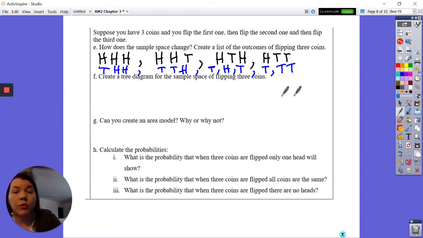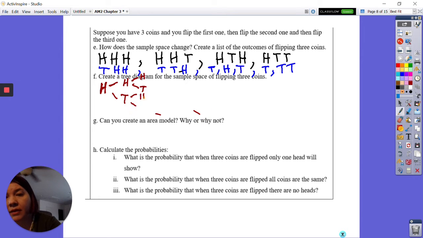So my choice is the first one comes up heads. Okay, then the next one can come up heads, or the next one can come up tails. Then my next one can come up heads, or my next one can come up tails. I can get heads and tails. So this is just focusing on the first coin coming up heads. So I have heads, heads, heads, heads, heads, tails, heads, tails, heads, heads, tails, tails. So I did get all the right outcomes for that first one.